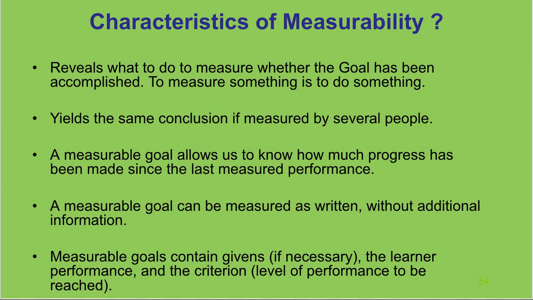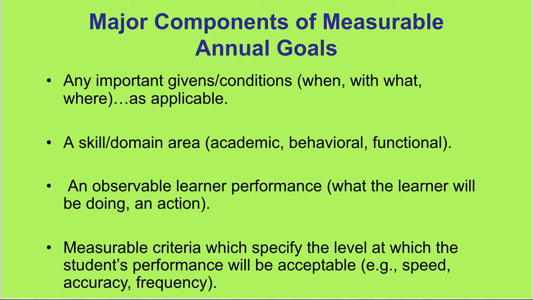For example, whether a student can count to 10 without error can be readily determined as it's stated, but will improve counting skills cannot be assessed without additional information. So it has to be measurable or it's not going to work.